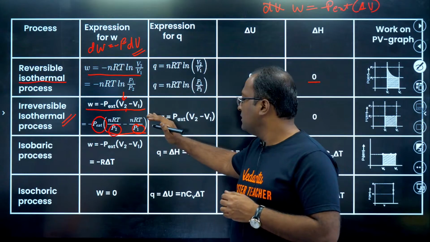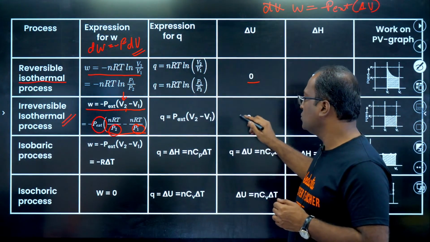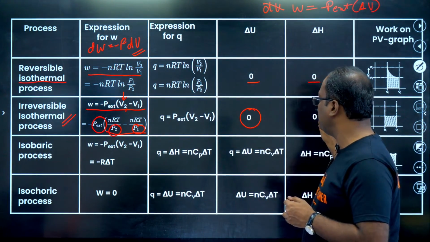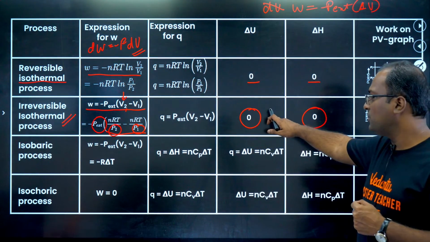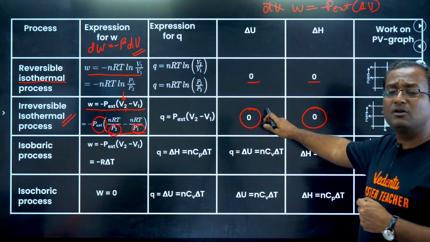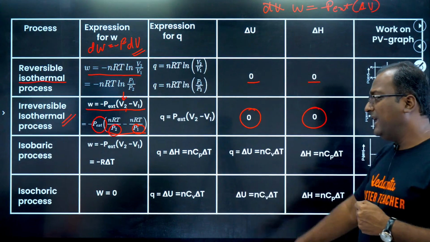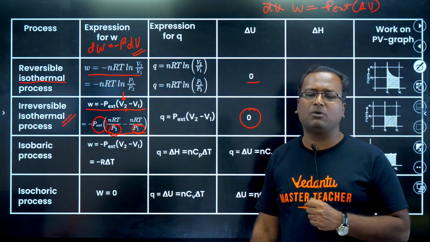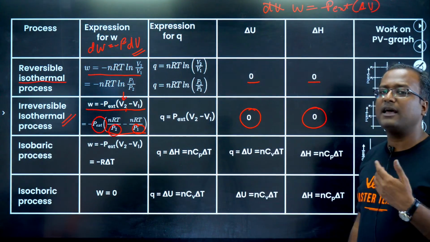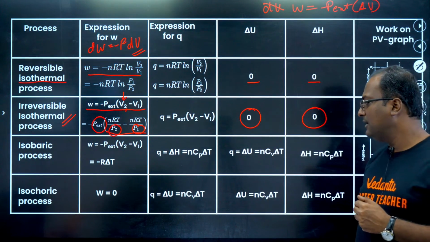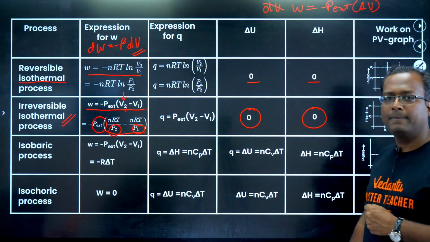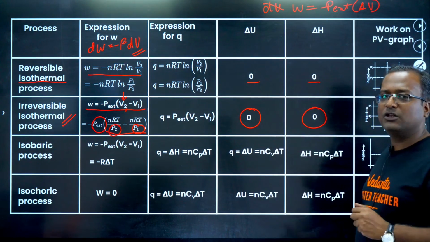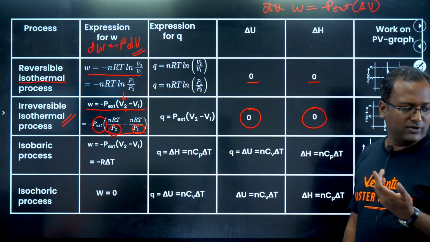Clear? Moving ahead, because it was isothermal and these are state functions, irrespective of whether they are reversible or irreversible, the change will always be 0. Next two are pretty straightforward. When we talk about isobaric reversible process and isochoric reversible process, direct formula application gives us these results. I'll leave this slide for 30 seconds for you to analyze, then we'll move ahead.